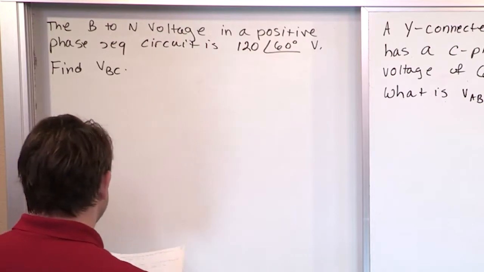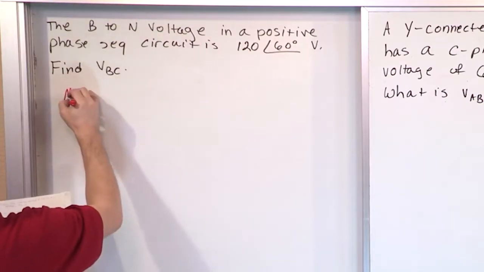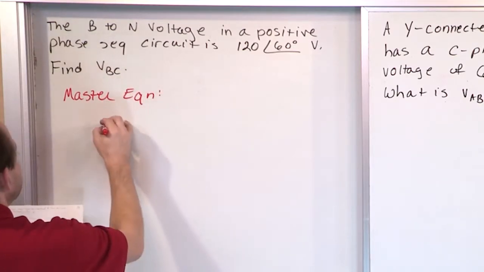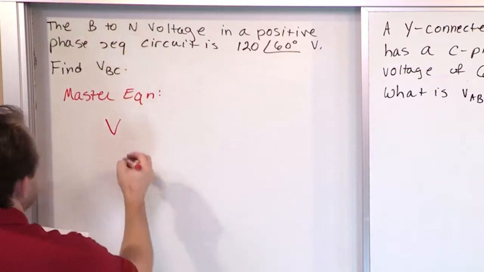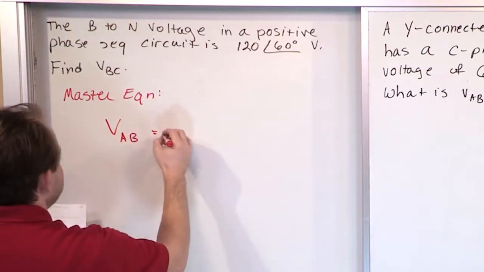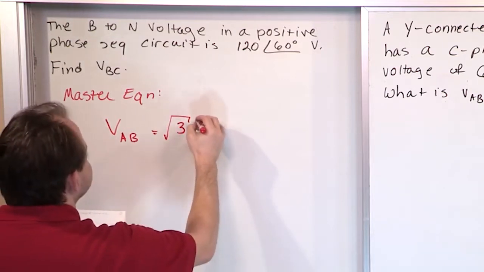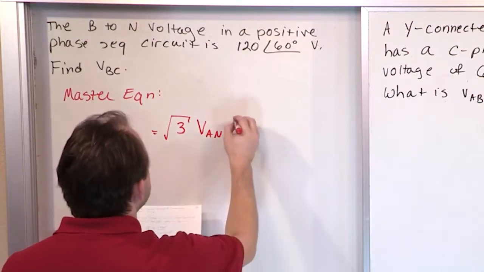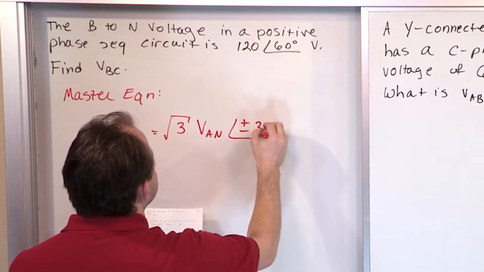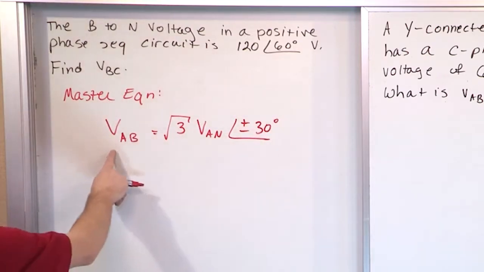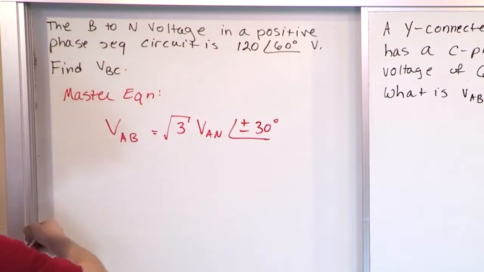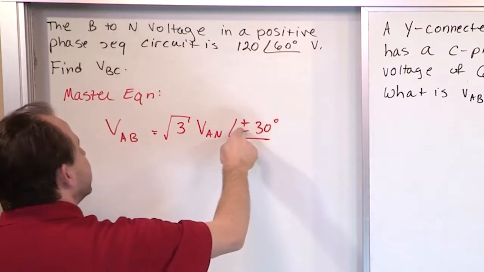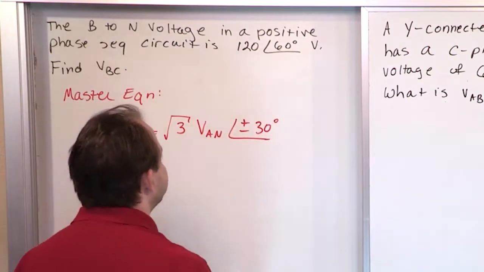So you always start in exactly the same place. You write down your master equation. The master equation, the one that I told you, this is the one that you're going to have to remember. I'm going to write it down exactly as we did before for the A phase. So VAB, if this were an A phase problem, would be the square root of 3 times VAN, the line to neutral voltage for the A phase, at an angle of plus or minus 30 degrees. Now this problem doesn't deal with the A phase, and also now we know that the phase sequence is positive. We choose the top sign if the ABC sequence is positive, and the bottom sign if the phase sequence is negative.